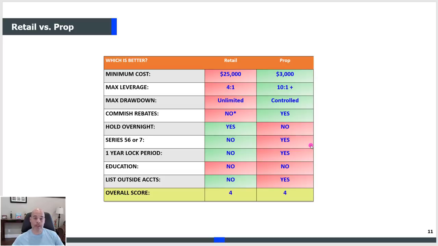This is the negative, and you have to be careful about this. One, you cannot hold overnight. So you can't have a swing trading prop account. A prop account is only for intraday trading.